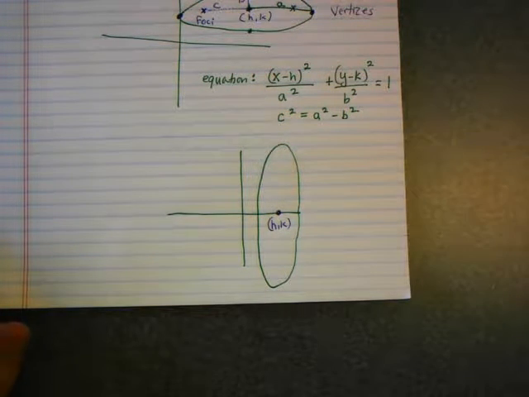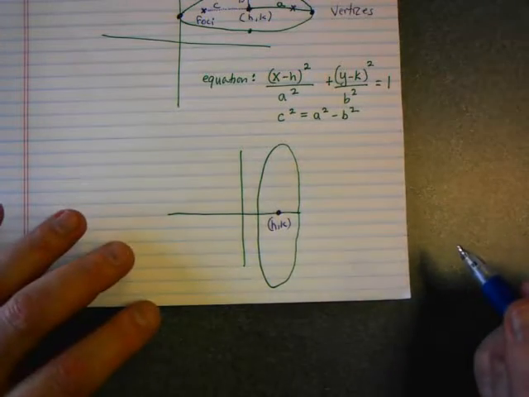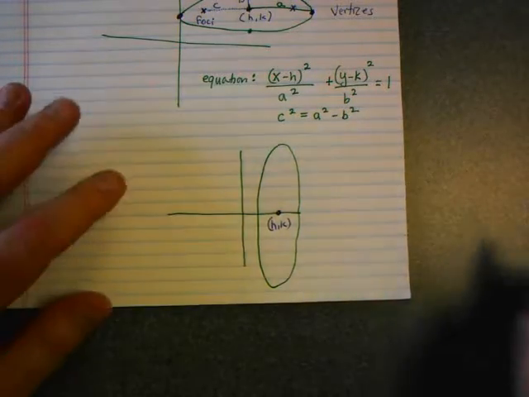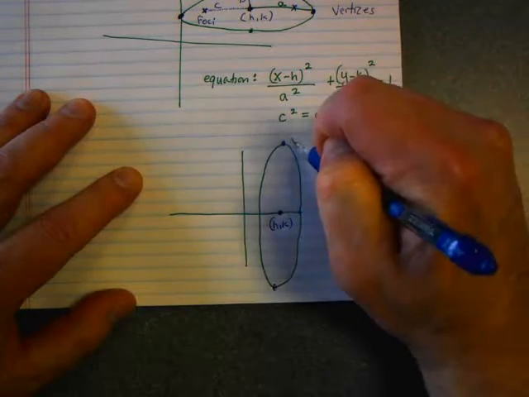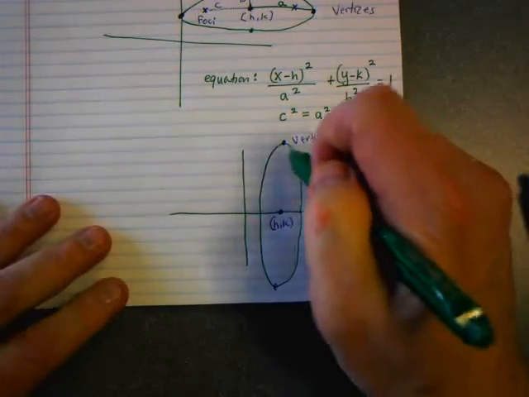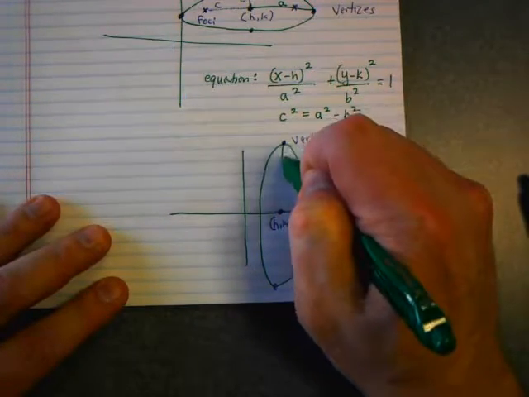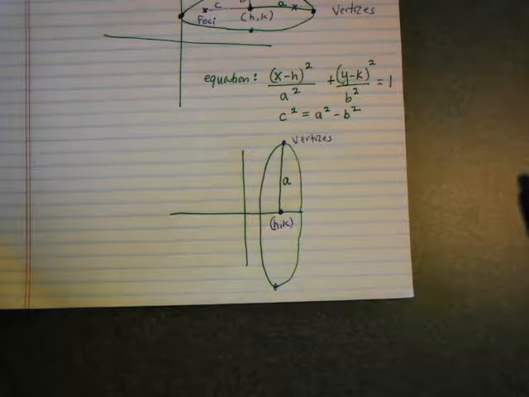Where are the vertices? The vertices this time are up and down because it's tall. The vertices are always going to be the longest. So here are the vertices. The distance from the center to a vertex is still called A. A is always the distance from center to vertex.